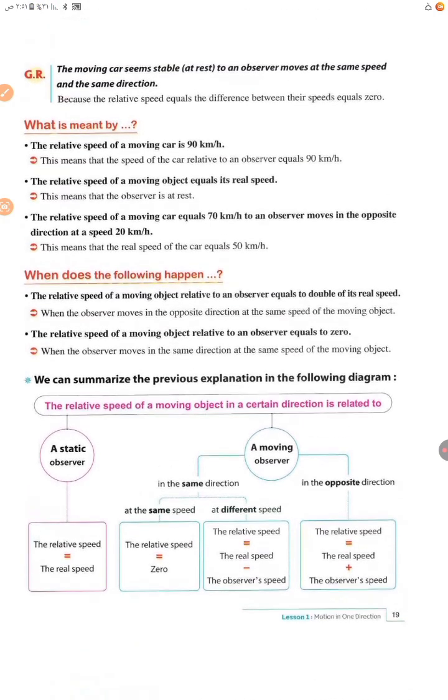What is meant by the relative speed of a moving car is 90 km per hour? This means that the speed of the car relative to an observer equals 90 km per hour. The relative speed of a moving object equals its real speed. This means that the observer is at rest.